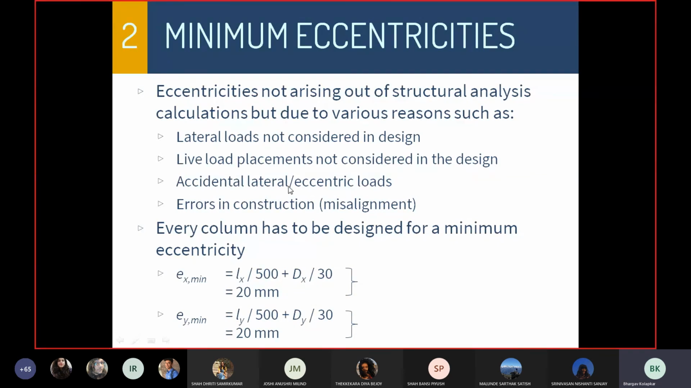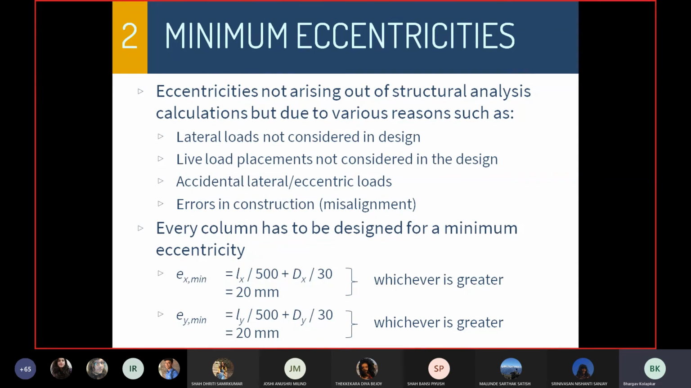Then accidental lateral or eccentric loads and errors in construction or misalignment. So if the alignment of the column itself is not straight, if there's some eccentricity in it, you'll definitely have some amount of moment coming in. So to make sure that such minor things are taken into consideration, the code says that irrespective of the type of column, irrespective of the column being subject to axial load and uniaxial bending, or axial load and biaxial bending, it has to be designed for certain minimum eccentricities.